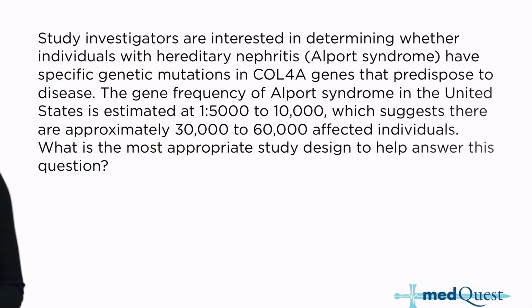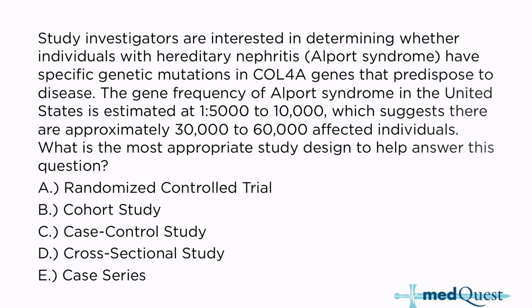Let's come back to another question. Study investigators are interested in determining whether individuals with hereditary nephritis, also known as Alport syndrome, have specific genetic mutations in COL4A genes that predispose to disease. The gene frequency of Alport syndrome in the United States is estimated at 1 in 5,000 to 10,000, which suggests that there are approximately 30 to 60,000 affected individuals. What is the most appropriate study design to help answer this question?